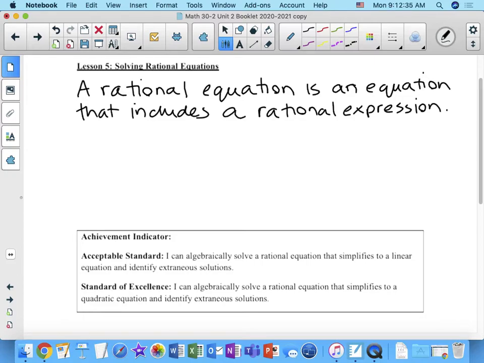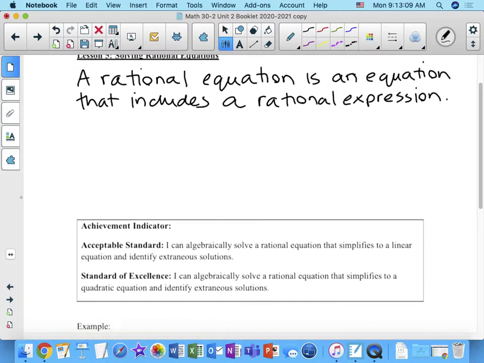Okay. Now, what happens when we do that is we actually change the nature of the equation. It's no longer rational anymore. It's linear or quadratic. Okay. Now, the complication with that is that a linear or quadratic equation does not have non-permissible values, and a rational equation does. And so that's something that once we get to an answer, we're going to have to go back and think about. Okay, so that's one thing that we're going to see today.